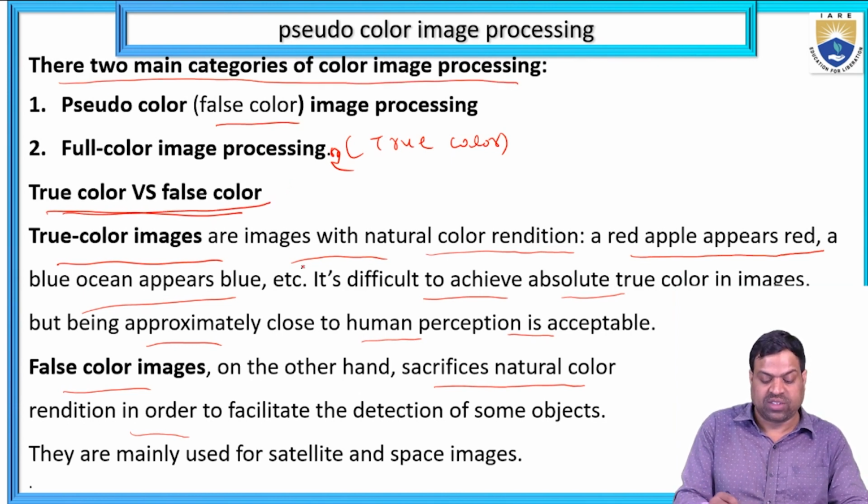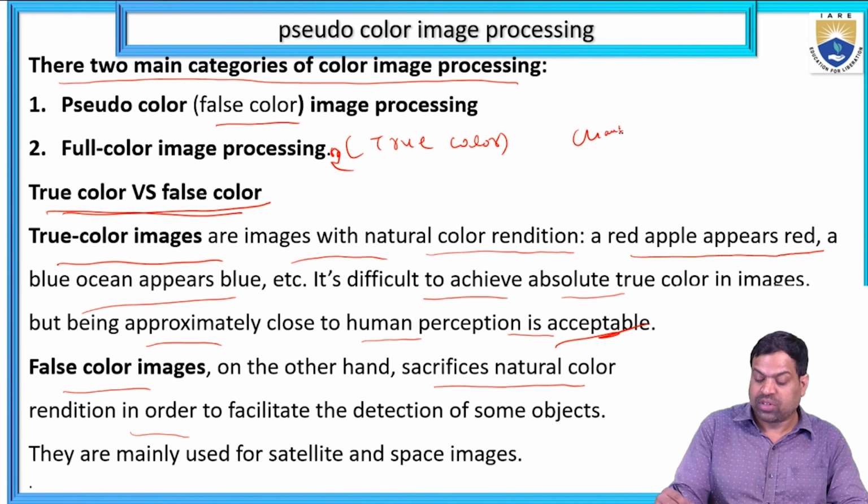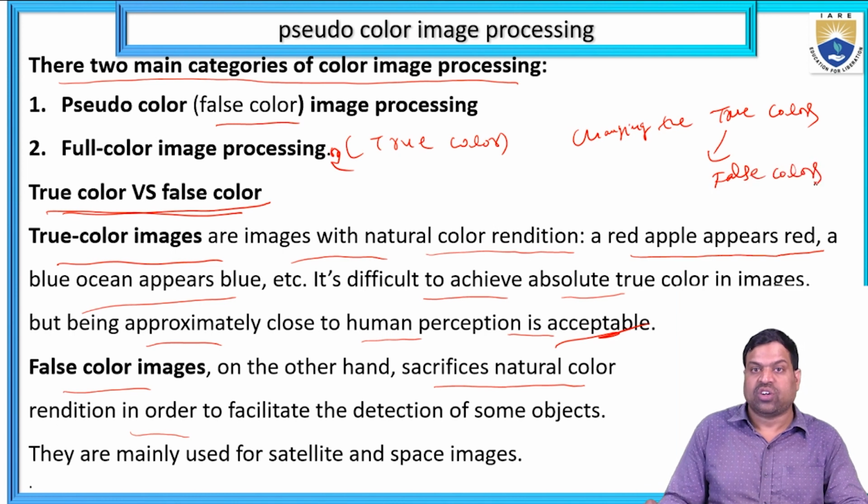There are two main categories. True colors are images with natural color, like a red apple or a blue ocean. These are the true colors. It is difficult to achieve absolute colors, but being approximately close to human perception is acceptable. That is good. But false color means we are removing, adding or changing the original true colors. That is called false colors.